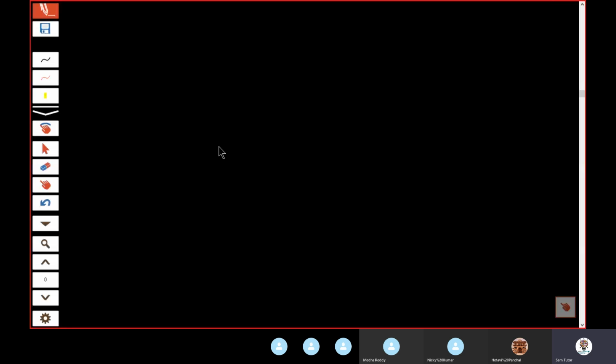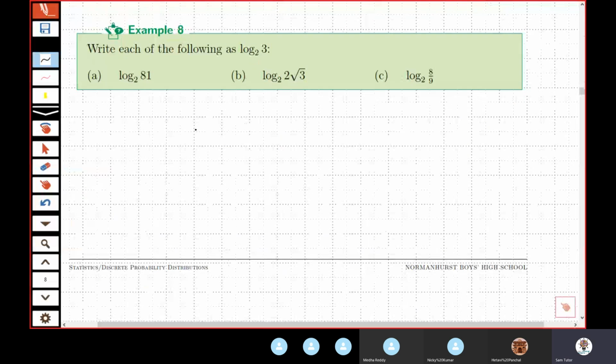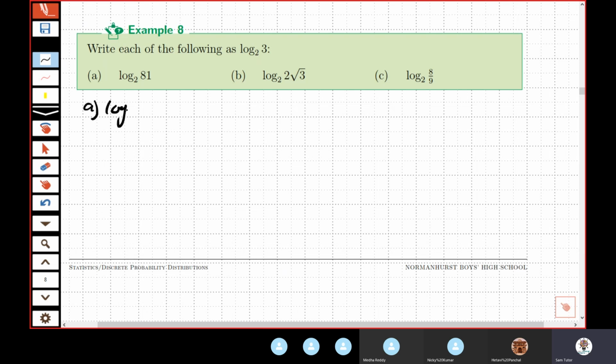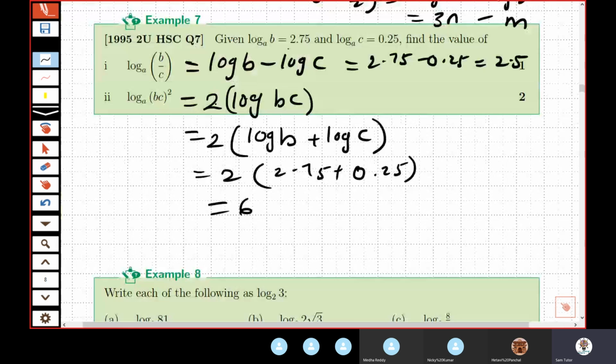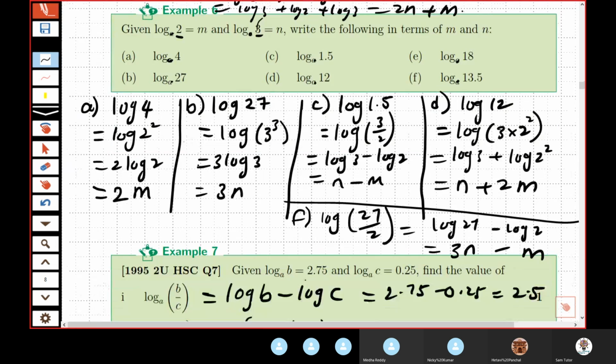Okay, actually, here's a numerical version of one. It says write each of the following as log 3s. So we're trying to write each one of these as log 3s. So 81. Well, how are you going to break up 81? Think of it the same as I tried to explain it up here. You've got all these numbers, and all these numbers are 2s and 3s just hidden.